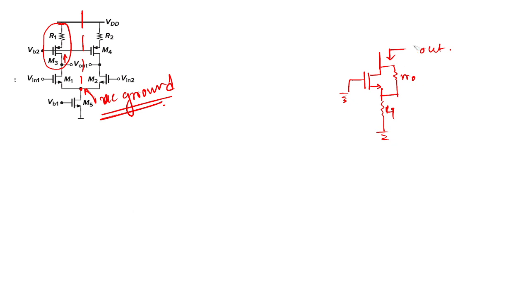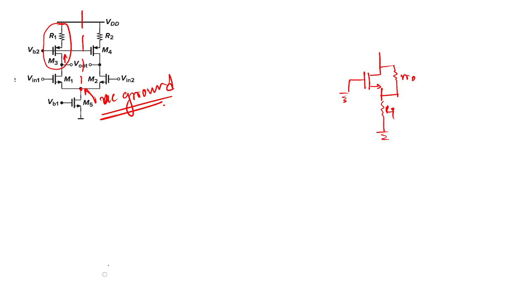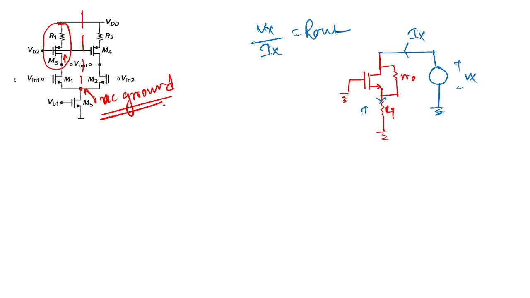So let me erase this. This is Vx and this is Ix. If I can find Vx by Ix, then I will get Rout, the total resistance offered by this structure. So this resistance will be the same as this. This current is Ix, so this Ix current also flows here.